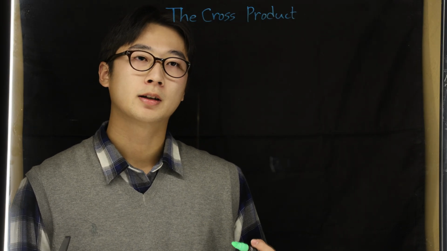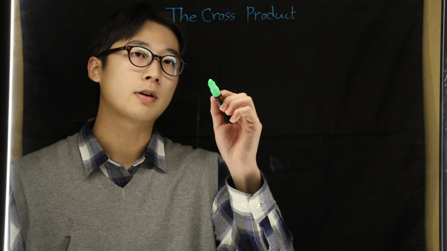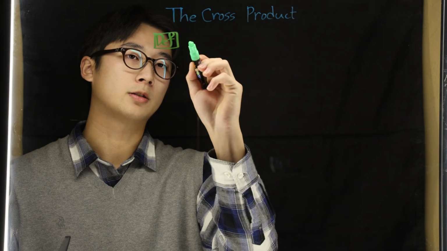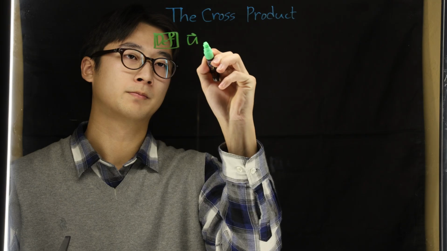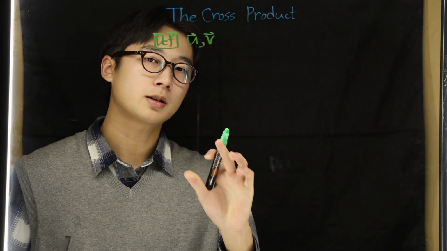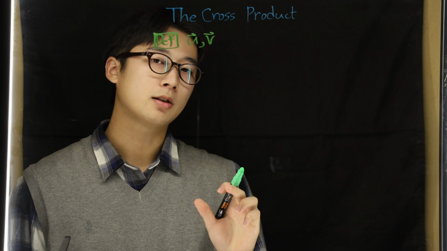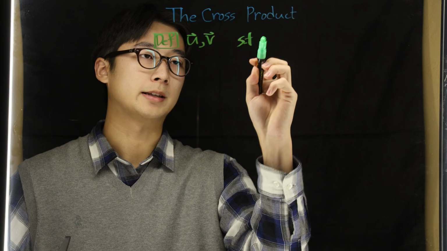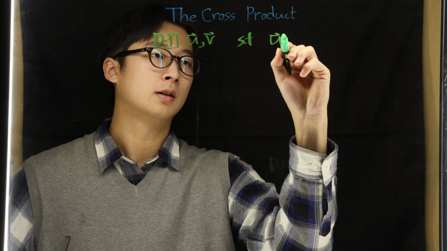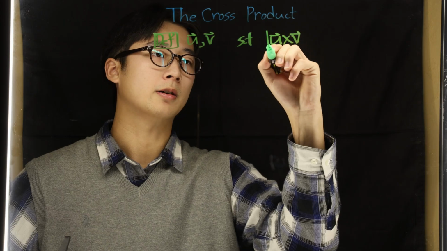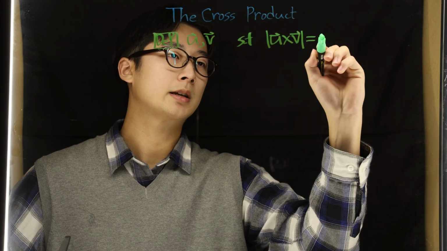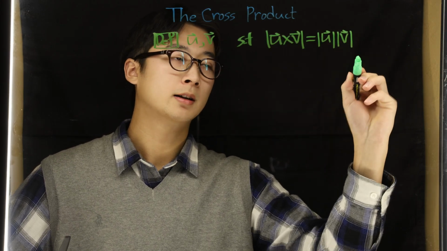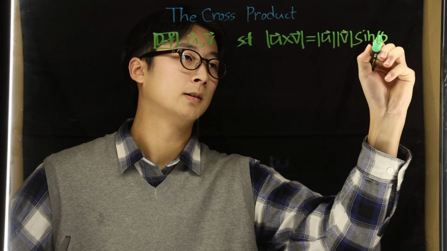By the definition, given two vectors u and v, the cross product of u and v is the unique vector such that the magnitude of u cross v is equal to the magnitude of u times the magnitude of v times sine theta.